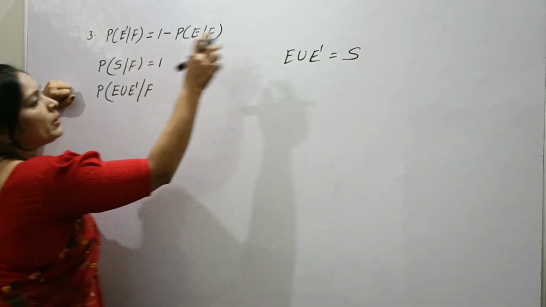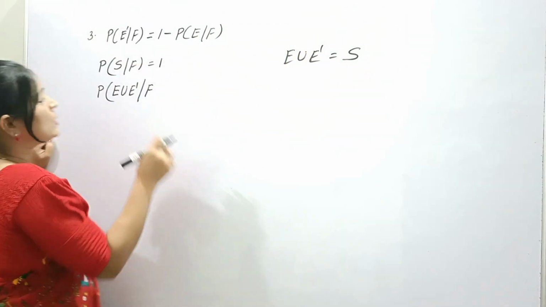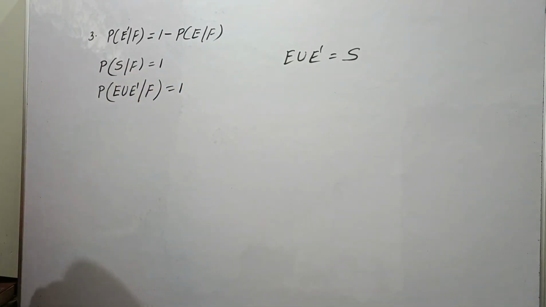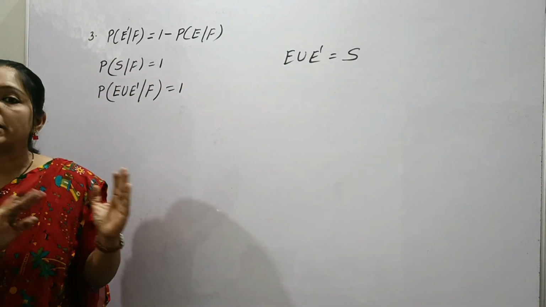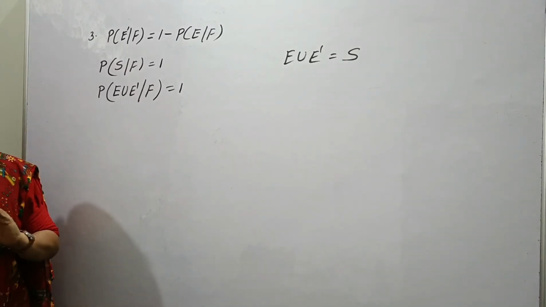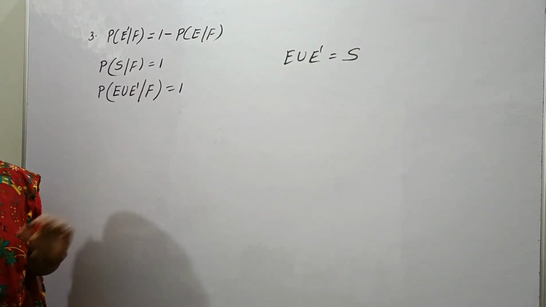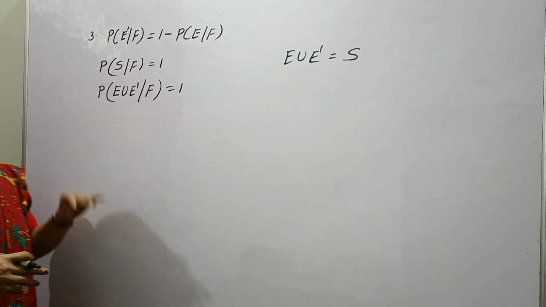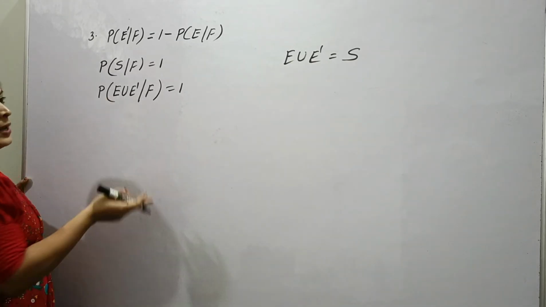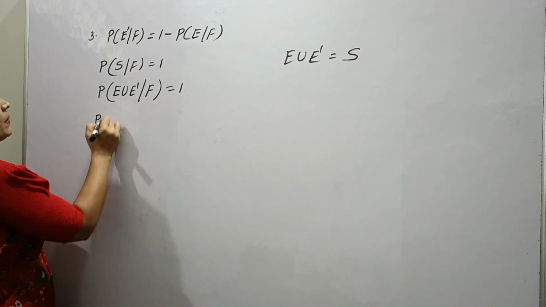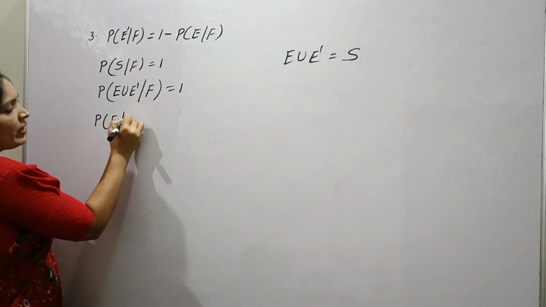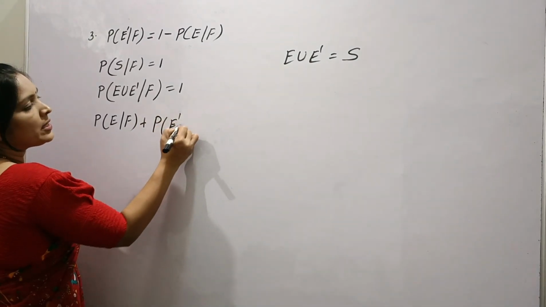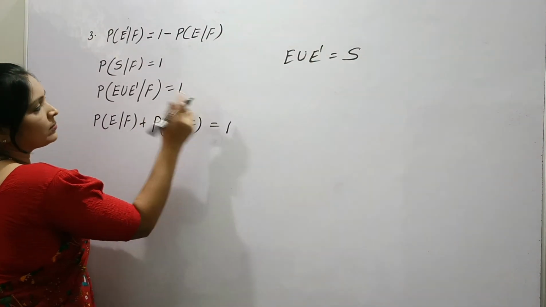Because E union E complement is the sample space, right? So probability of E union E complement given F is equal to 1. And E and E complement are disjoint sets, there is no common element, because E complement is the complement of E. Therefore, by property 2, we can write probability of E given F plus probability of E complement given F is equal to 1.